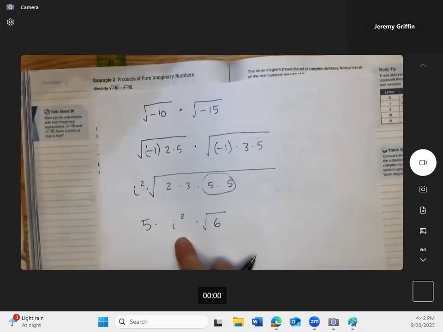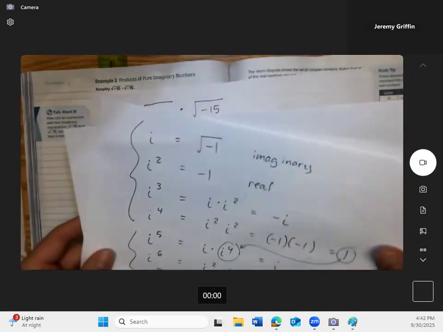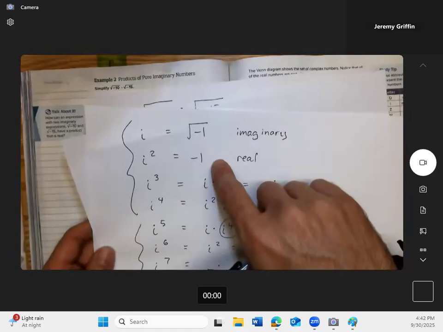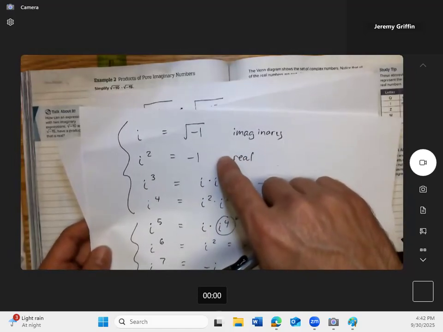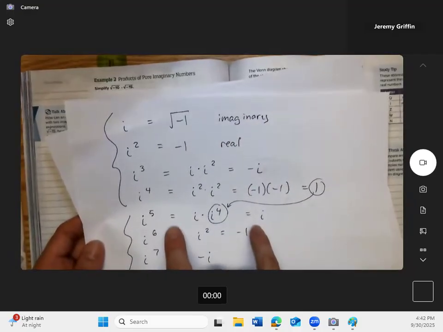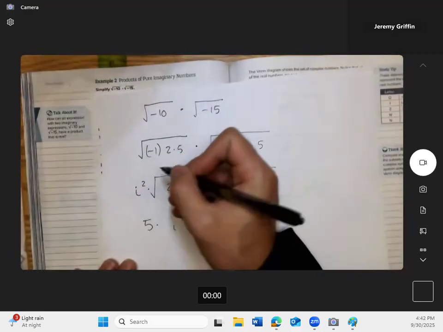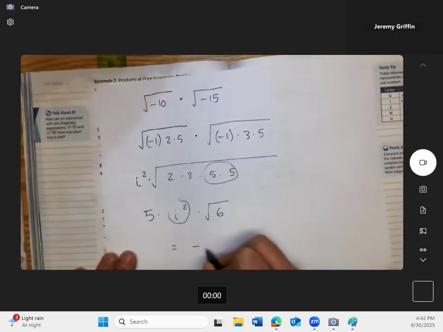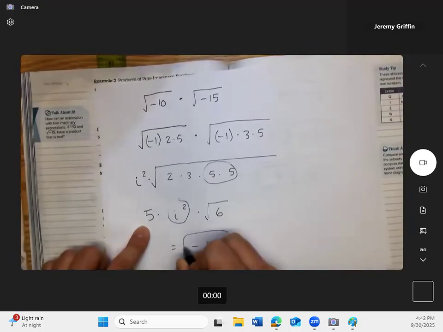But one more thing. You guys remember I told you that there's that four-part pattern? If i is the root of -1, i squared is -1, and then it follows this four-part pattern. By the time you get to i to the fifth, you're back to i again. And so this i squared right here is -1, so the whole thing should be negative. I got a 5, I got a square root of 6. I'm pretty sure that should be the answer.